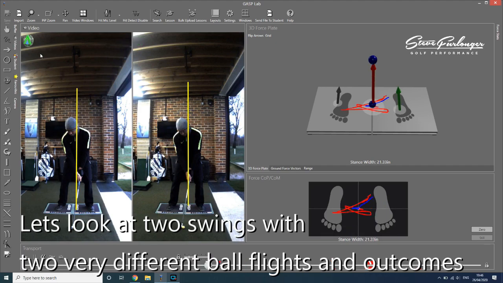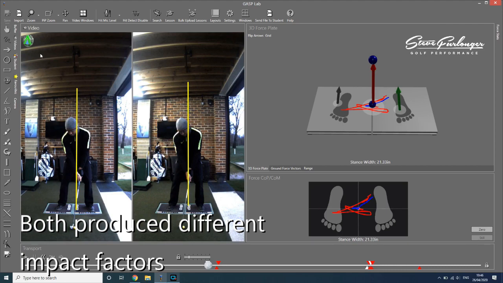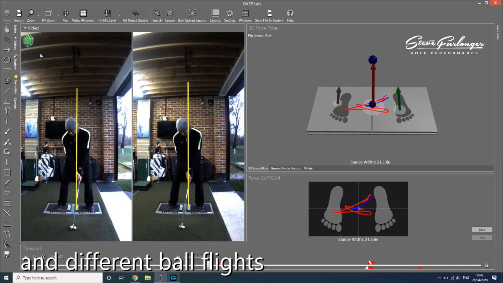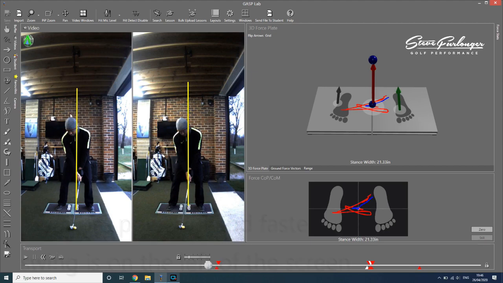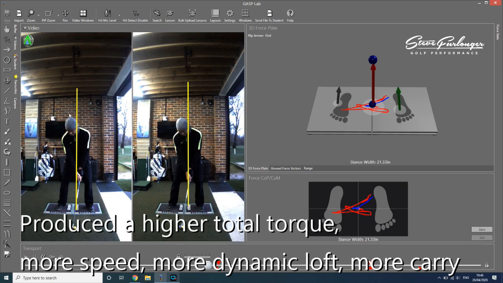Okay, so I'm going to show you two swings with two very different outcomes. They produce different speeds, different impact factors, and the ball traveled different distances. So this is my more powerful swing. Created more clubhead speed, created more dynamic loft, launched the ball higher, carried it further.